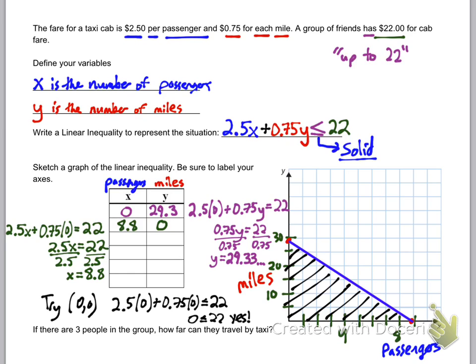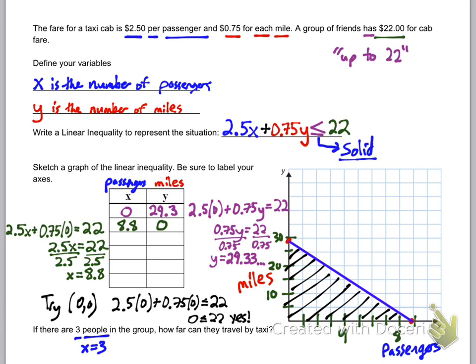If there are 3 people in the group, how far can they travel by taxi? Well, we could estimate this from the graph. Notice if there are 3 people, that's right here, they could travel just 5 miles, they could travel 10 miles, they could travel 15, all that's fine. It seems to end right about maybe 18 or 19, just under 20. So let's do the math and figure out exactly where it is.